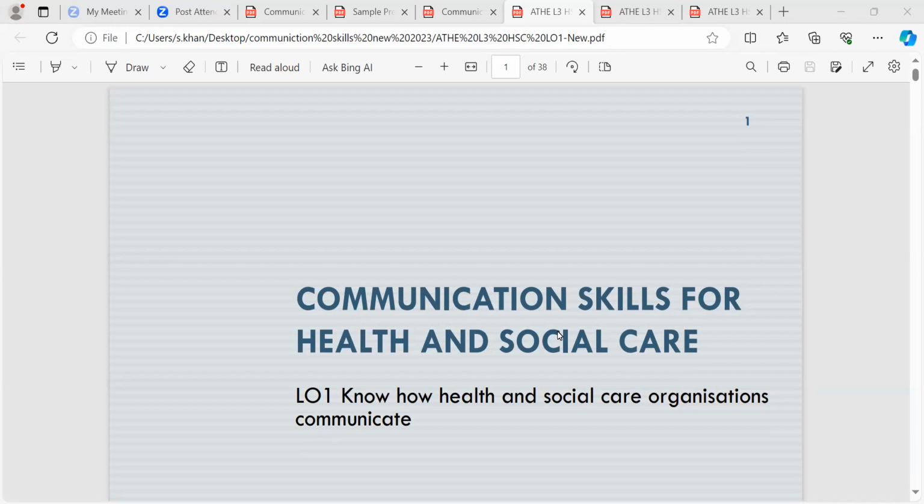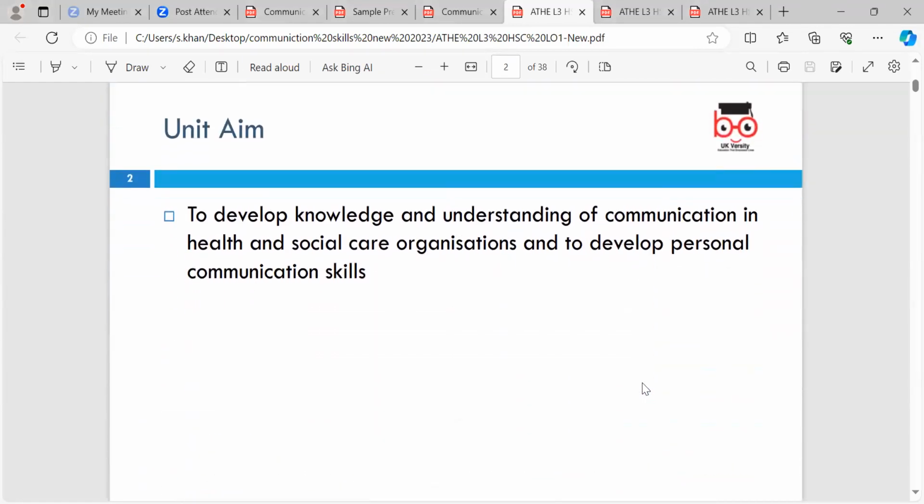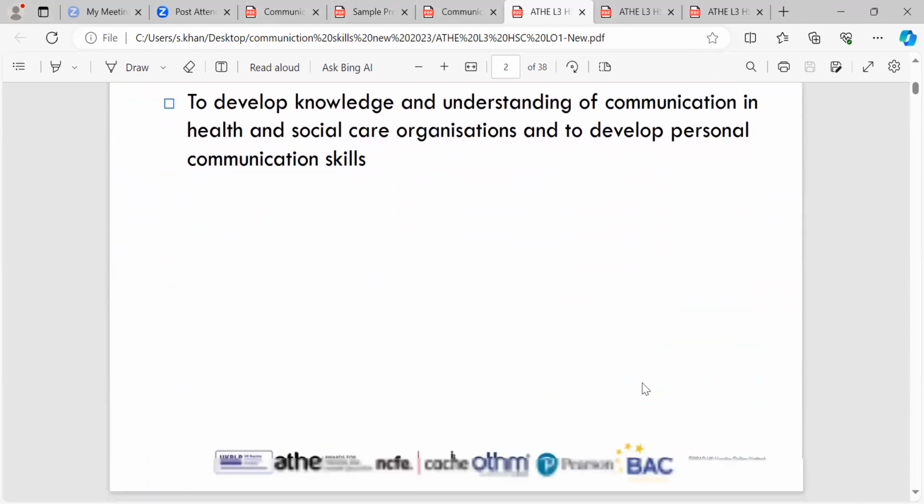Before I go on to the assignment session, I want to summarize each learning outcome with you. The first ones we'll go through quite quickly, because these have already been done, so I'll just give you a summary of each one. The first one we went through is learning outcome 1, which was to know how health and social care organisations communicate. We looked at the unit aim, which was to develop knowledge and understanding of communication in health and social care organisations and to develop personal communication skills.